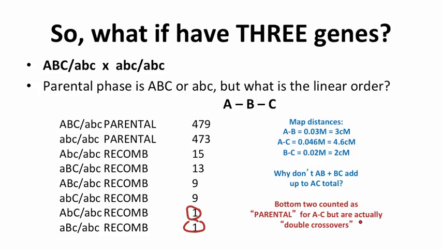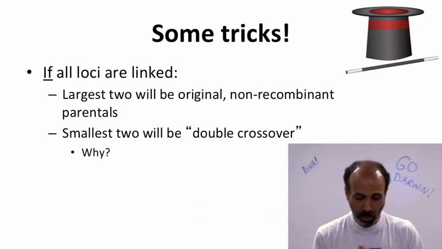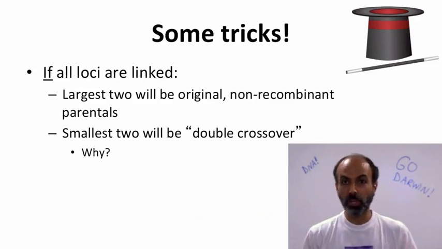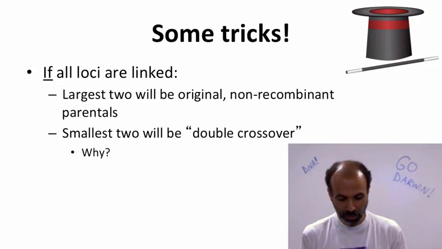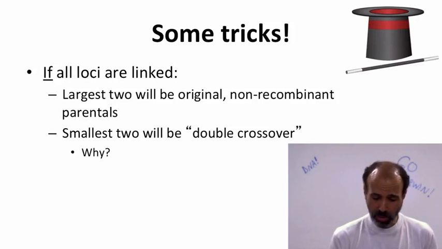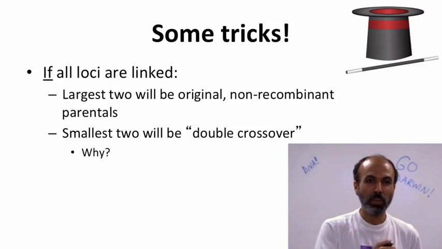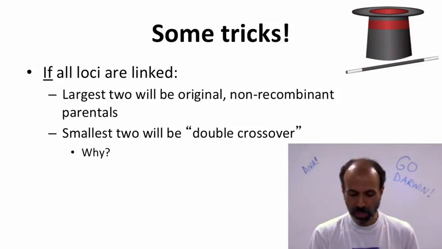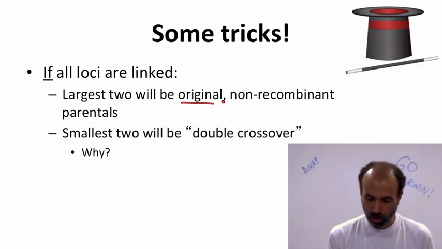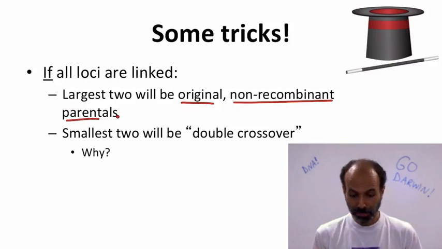When you're trying to figure out the linear order of genes, there's a few tricks you can use. First, if all the loci are linked at some level, and I don't mean completely linked, but I mean that they're on, for example, the same chromosome and reasonably close together, the largest two, the combinations which are the most abundant, so it's just what we saw last time with capital A, capital B, capital C, lowercase a, lowercase b, lowercase c, those will always be the original non-recombinant parentals. So that'll help you determine the phase.